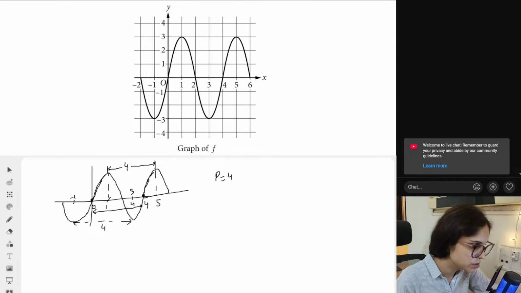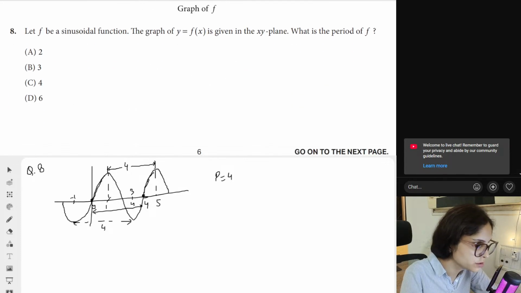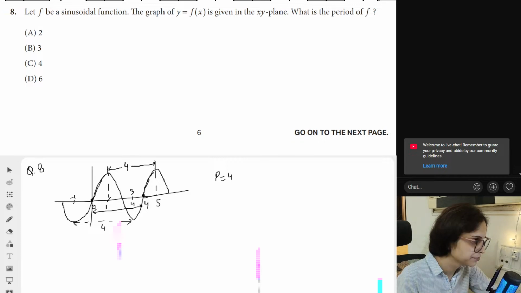And this was question number 8. Period is 4 and let's see which option is giving us 4. It's option C.